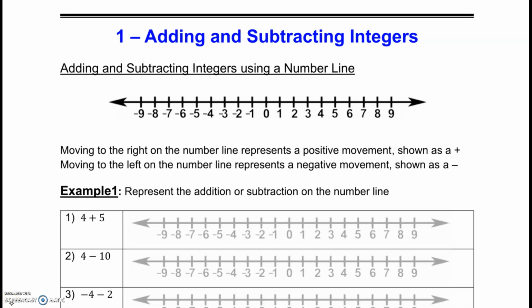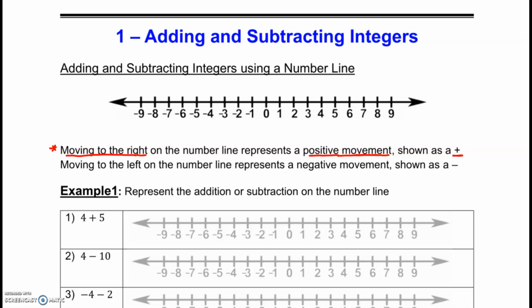This is lesson 1, adding and subtracting integers. We're going to add and subtract integers using a number line. So on the number line, we need to understand that when you're moving to the right, it represents a positive movement, and that's shown using the plus sign or an addition symbol. And that's, again, just moving to the right.